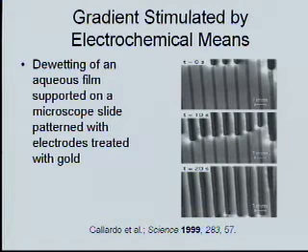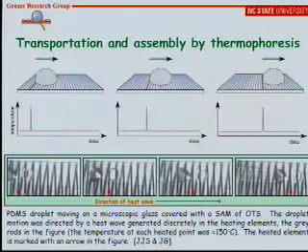Now here, there's one paper that I've seen. There's a few out there now, but they used electrochemical means to drive this. And this is something else that goes in one direction, I believe from the cathode to the anode. So switch the cathode and the anode, and again, you have a switch. You switch your gradients. And here's a diagram of dewetting of an aqueous film on a microscope slide, and electrodes treated with gold. And this is just water dewetting of water.